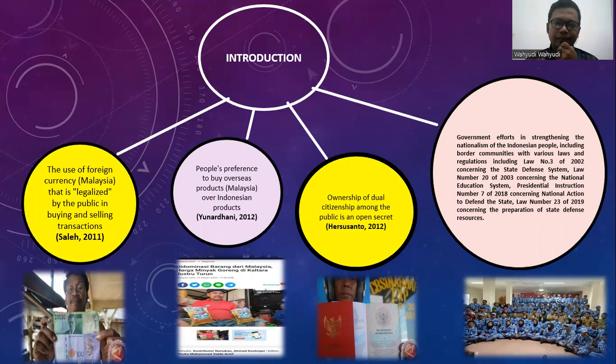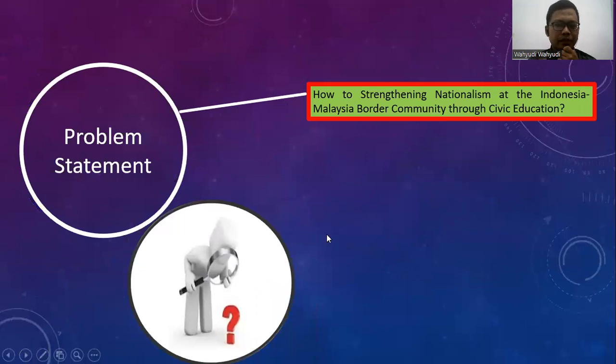On the other hand, there are government efforts in strengthening the nationalism of Indonesian people, including border communities, with various laws and regulations. So the problem statement, or the gap between the Sein and the Sollen, is how to strengthen nationalism at the Indonesia-Malaysia border community through civic education.